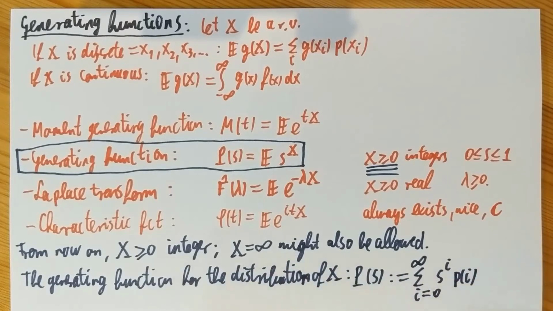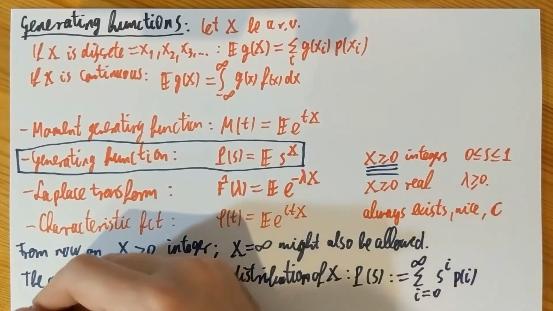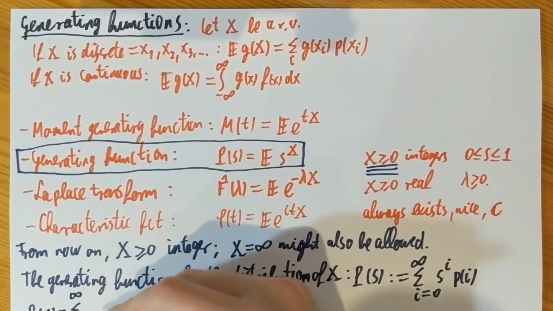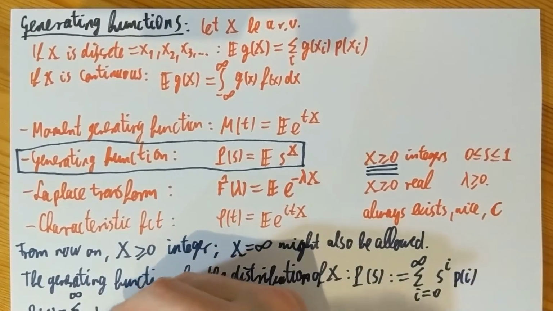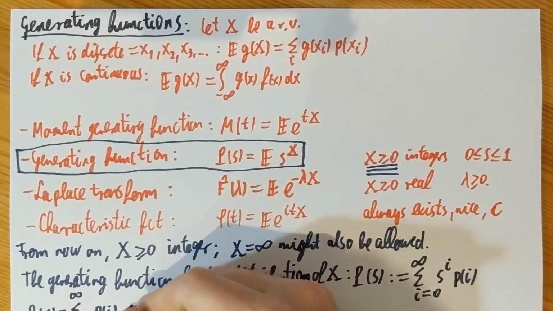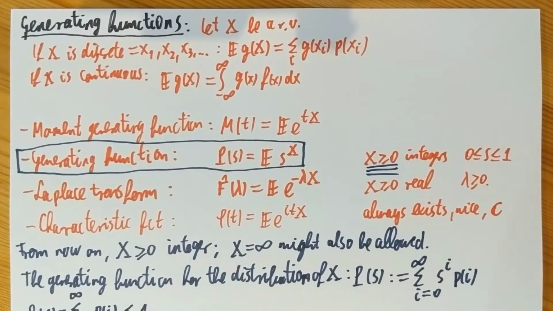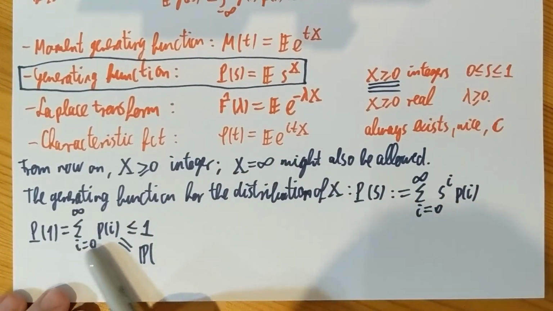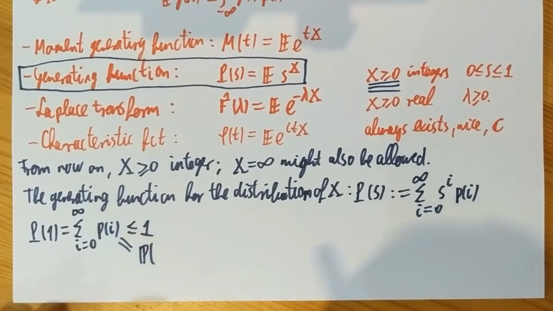Let's see what we can say about this generating function. So first of all, P of 1 is the sum from 0 to infinity of 1 to the i, p_i, and we are used to saying that this is 1. However, in this case, I'm going to say it's less than or equal to 1. Again, P of 1 is the sum of the mass function values, because s equals 1 gives you the sum of the p_i's. Why do I say it's less than or equal to 1?